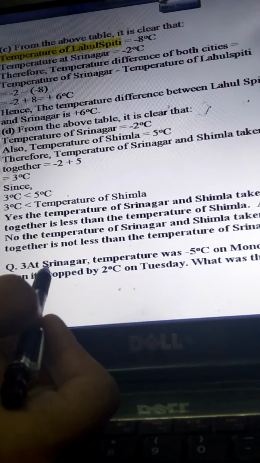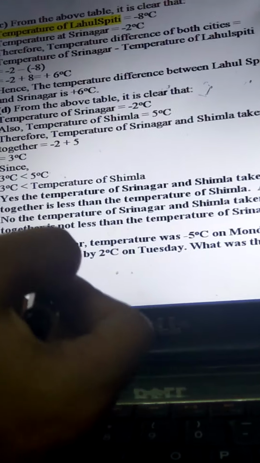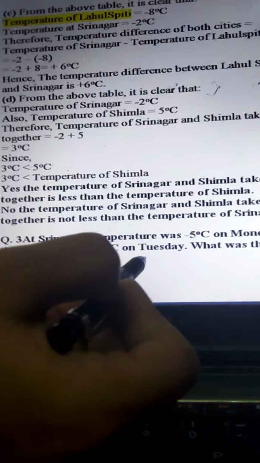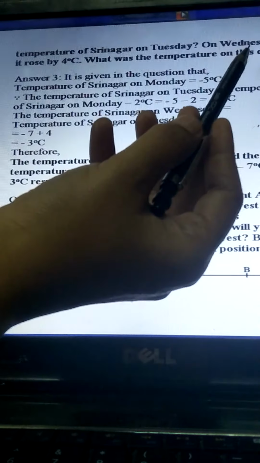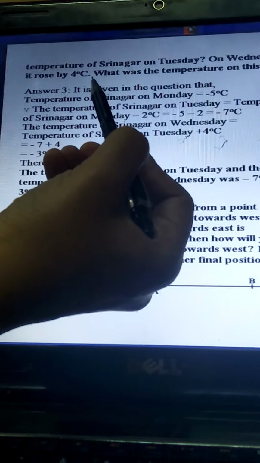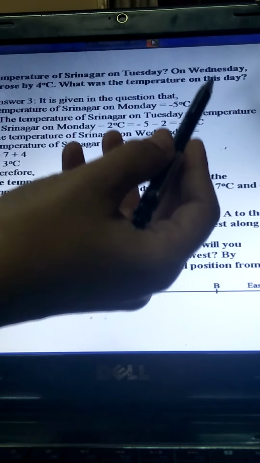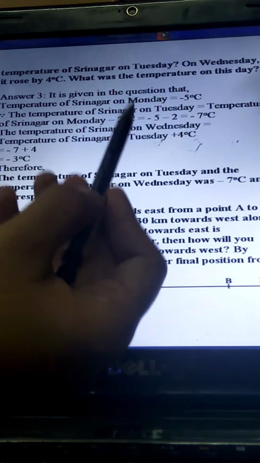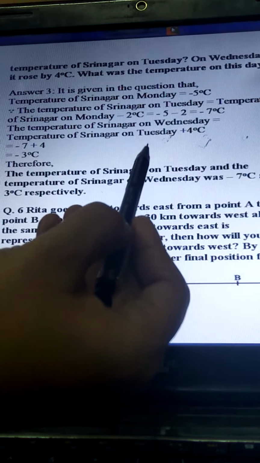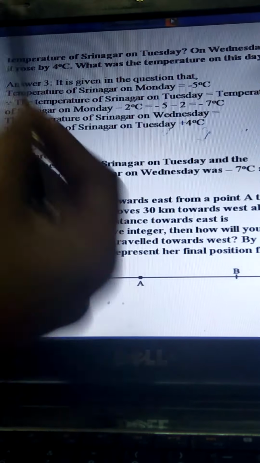Question 3 is: at Srinagar the temperature was minus 5 degrees Celsius on Monday, and then it dropped by 2 degrees Celsius on Tuesday. So what was the temperature of Srinagar on Tuesday? On Wednesday it rose by 4 degrees. So what was the temperature on this day, meaning on Wednesday? So students, in this question you have to find out the temperature of Srinagar on Tuesday and the temperature of Srinagar on Wednesday, right? So first of all, what is given in the question?